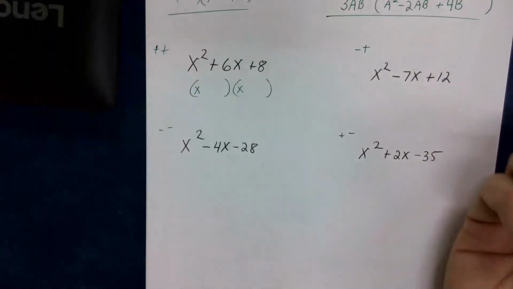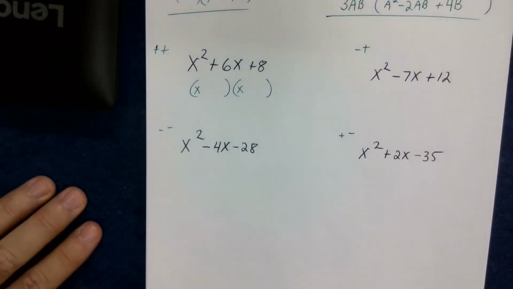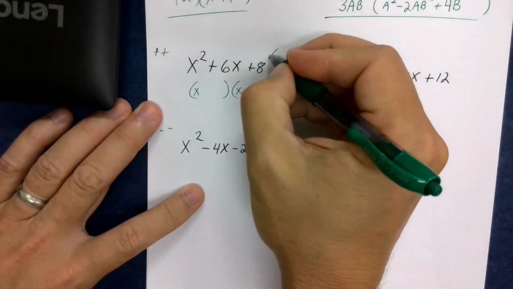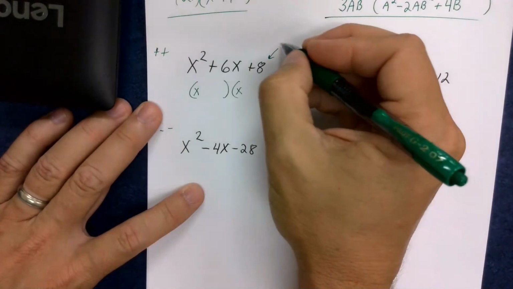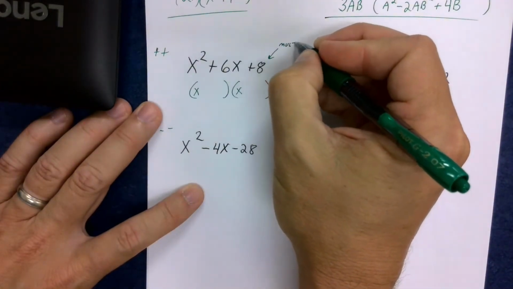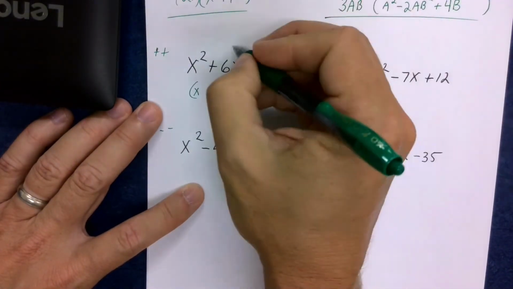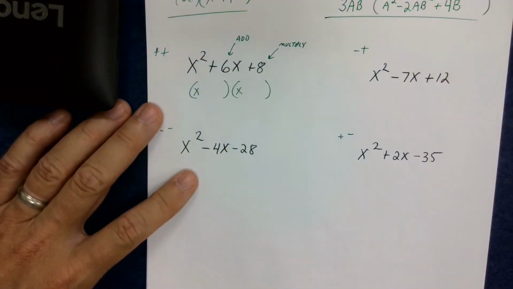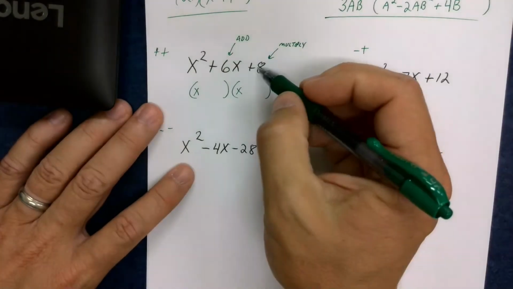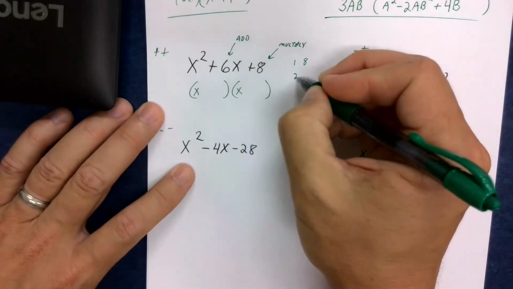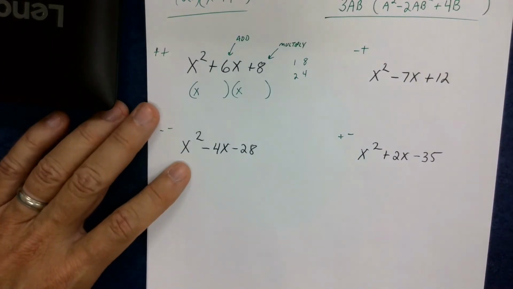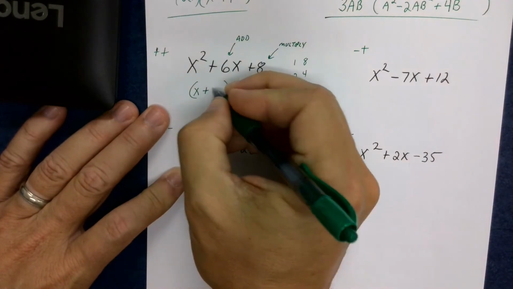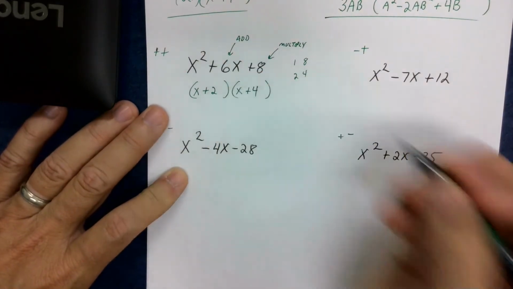Okay, so here we go. Let's look at this again. See if I can break this down a little bit more. Okay, ready? I need numbers that multiply together to get 8, and add to get 6. So we did a bunch of factoring, right? Factors of 8: 1 and 8, 2 and 4. Do any of these add together to get 6? Yes! 2 and 4 do. So all you have to do is do x plus 2 and x plus 4.